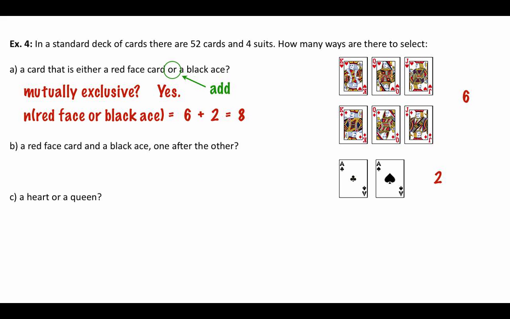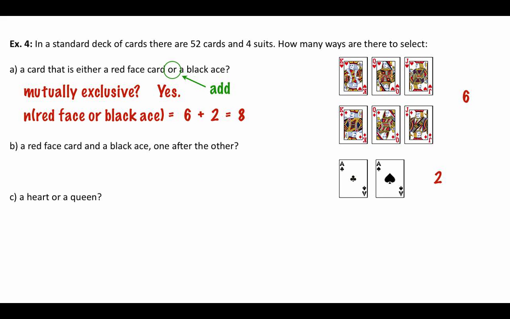How many ways are there that we could select a red face card and a black ace, one after the other? Now this is key because notice how in part A it said a card, one card, and that card is either a red face or a black ace. So that in your hand you have only one card. There's only one stage, just one stage, that there are different options for that stage that are mutually exclusive, so you can add them together.